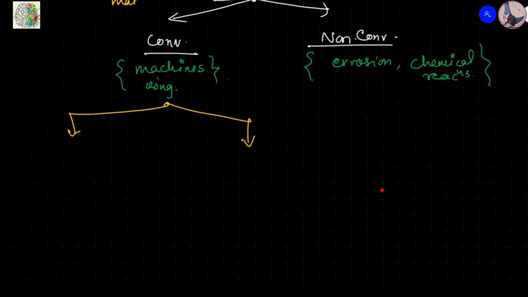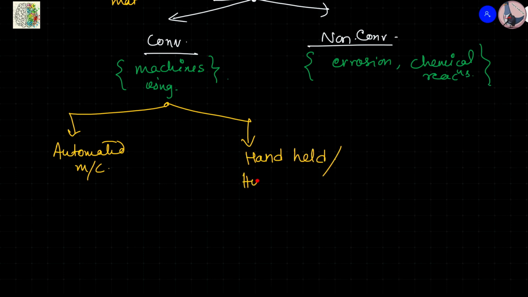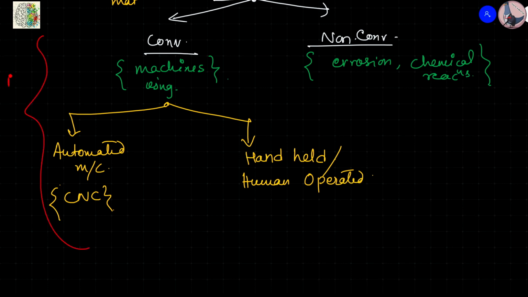These are either you can do it by using automated machines, or you can use handheld or human operated machines, like turning, boring, such sort of things. In automated, you can keep CNC. The second thing: these are the methods that you can use for subtraction, from here to here.